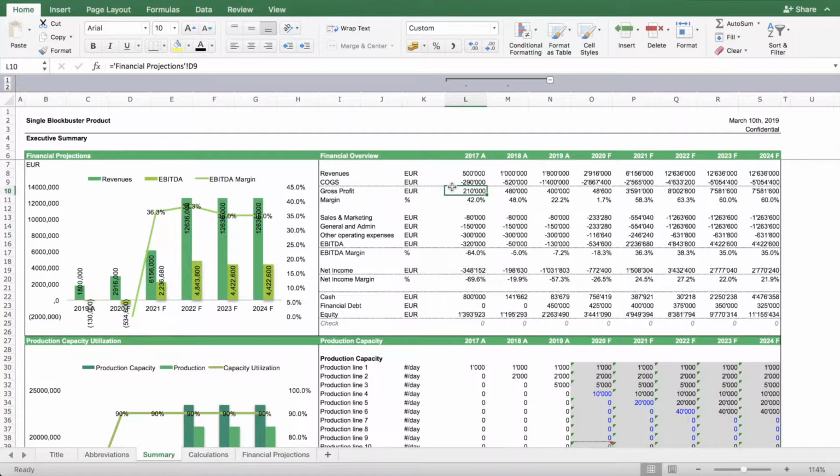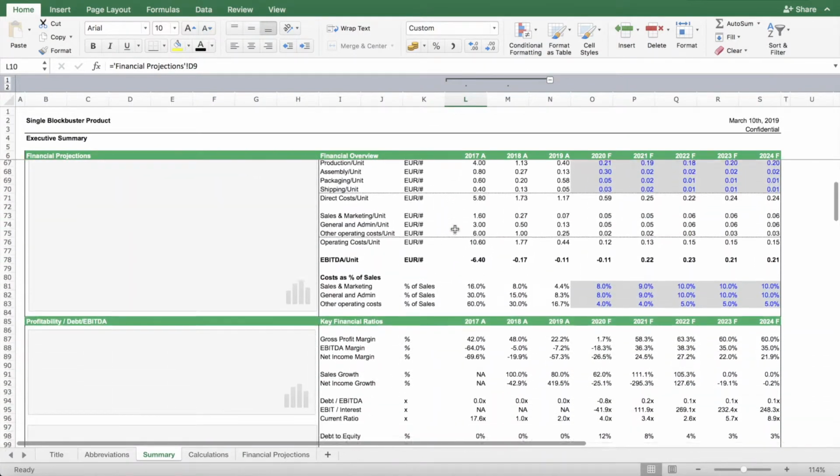A blockbuster product normally will face huge demand, and the bottleneck at the beginning is the available manufacturing capacity. This model helps you to build out a scenario for your production ramp up and builds the financial projections over a 10-year period. The structure of this model is as follows.